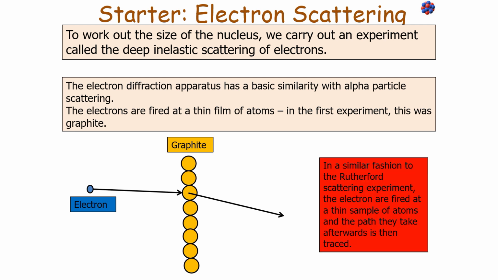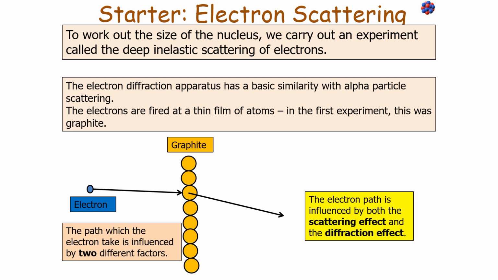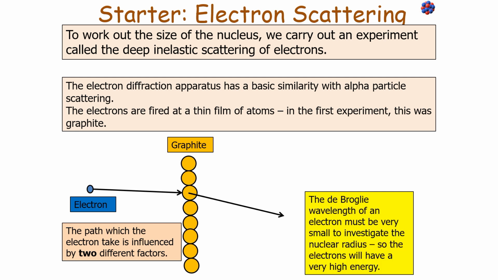So in a similar fashion to the Rutherford scattering experiment, the electrons are fired at a thin sample of atoms and the path they take afterwards is then traced. So it's important to know what's going on. The electron path is influenced by two different factors: both the scattering effect and the diffraction effect. Now this diffraction effect shows that the electrons have wave-particle duality, and the de Broglie wavelength of an electron to carry this out must be very small when we investigate our nuclear radius, so this means we've got to fire our electrons with a very high energy.